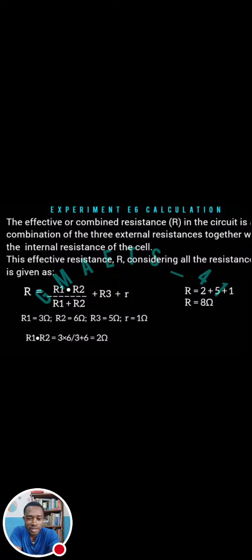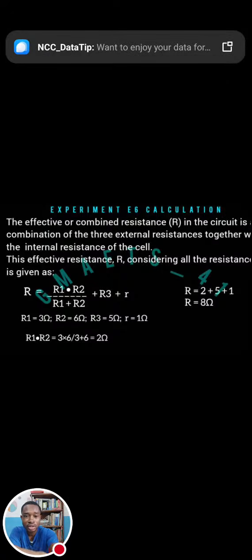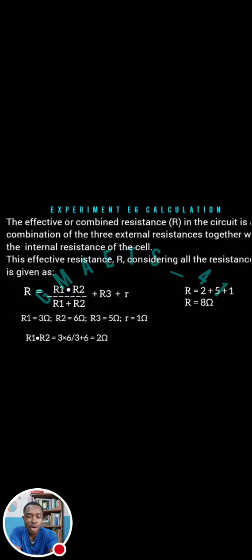Then the 2 ohms resistance, to get the total, the effective resistance, add it to R3. R3 is 5. That is why on the right hand side of the calculation, you now have R equal to 2 plus 5. That 5 is the R3 resistor, 5 ohms. Then plus small letter r, which is 1 ohm. If you add 2 plus 5 plus 1, you will get 8 ohms.